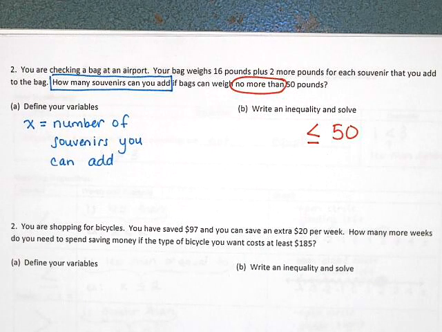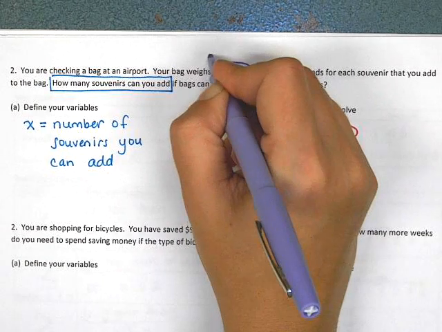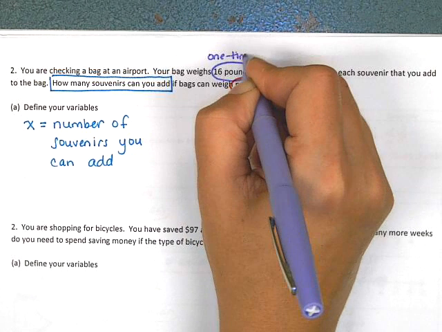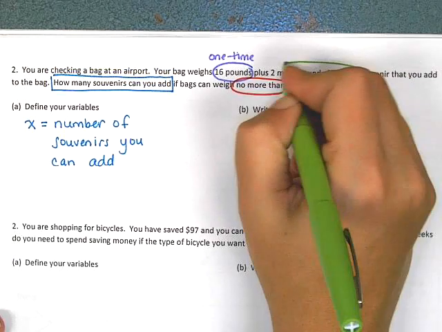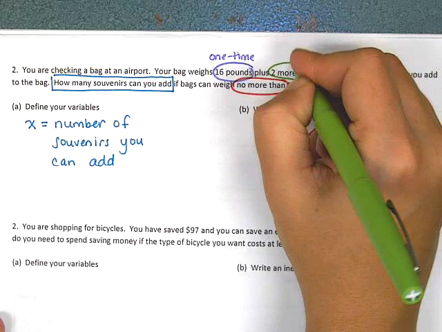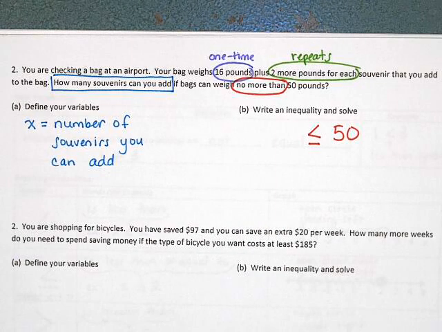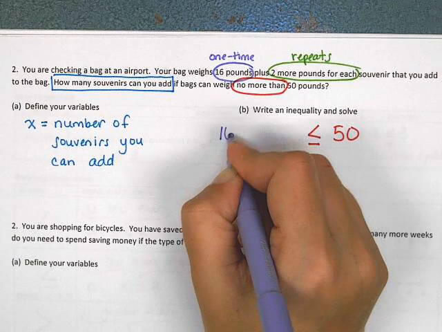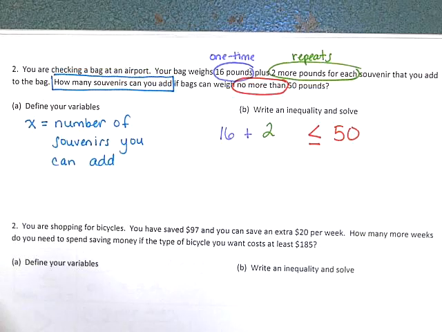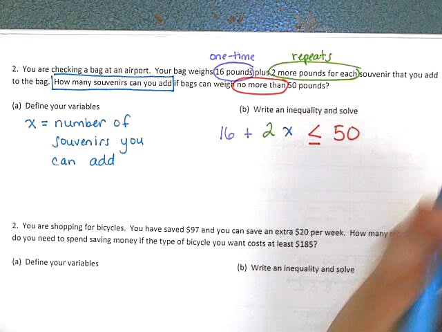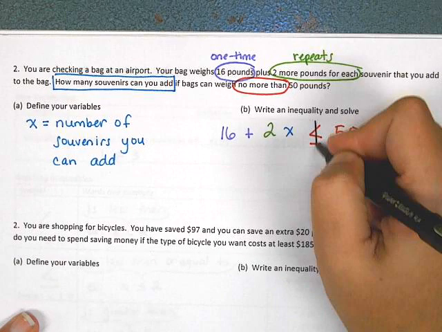How much do we weigh? Well, we weigh 16 pounds for our bag, which is a one-time thing. And we would need to add 2 more pounds for each souvenir. So that number repeats. Which means we would write 16 plus 2 and then times X, because that repeats, so we need to multiply by the number that we add in.